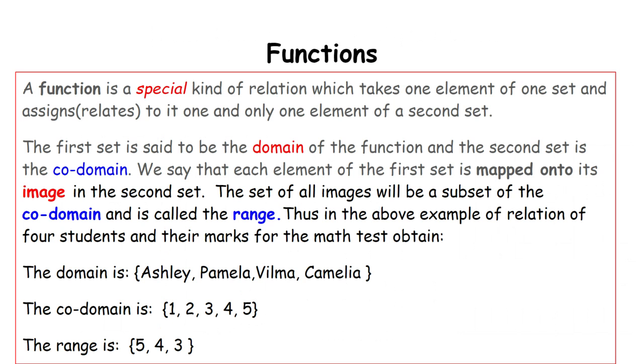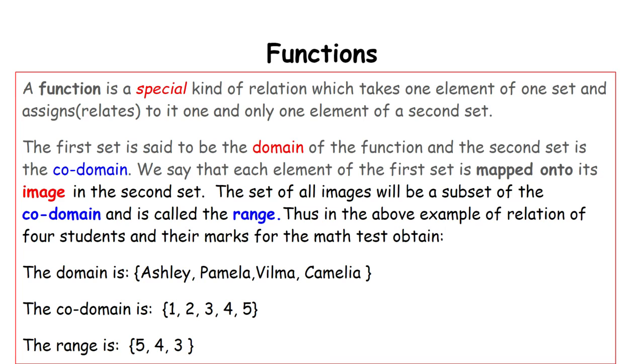Function. What is a function? A function is a special kind of relation which takes one element of one set and assigns, relates to it, one and only one element of the second set. The first set is said to be the domain of the function, and the second set is the codomain. We say that each element of the first set is mapped onto its image in the second set. The set of all images will be a subset of the codomain and is called the range.